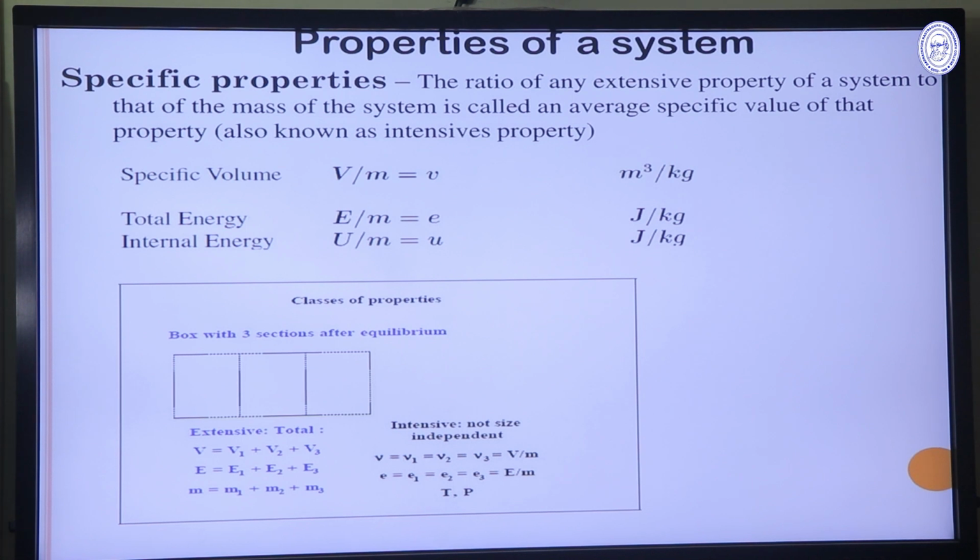Now, coming to the specific properties, what are these? The ratio of any extensive property of a system to the mass of the system is called the average specific value of the property, and that is also known as an intensive property. If I write down the specific volume, it is given here in the formula. From there I can find the internal energy and the total energy.